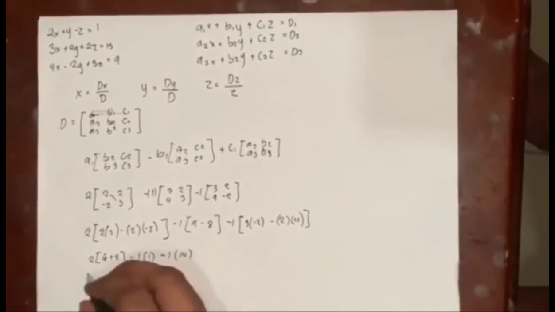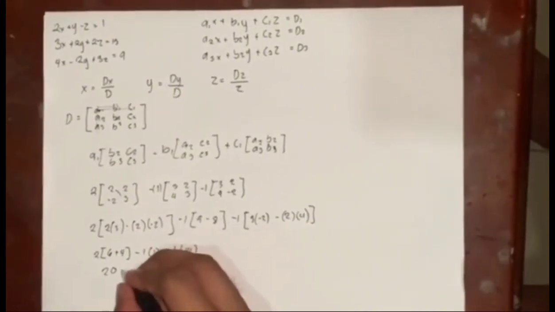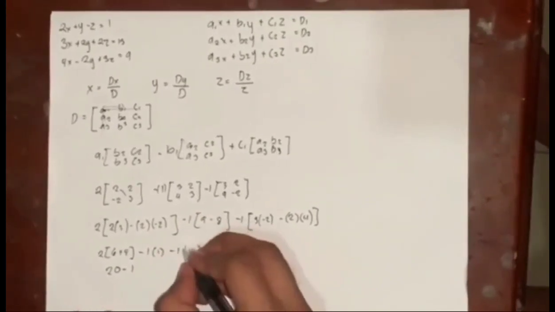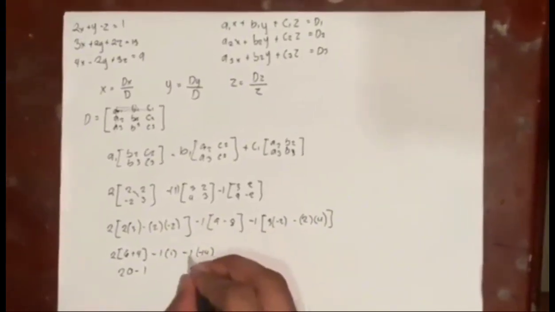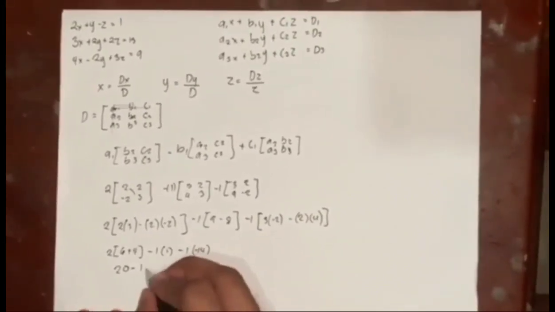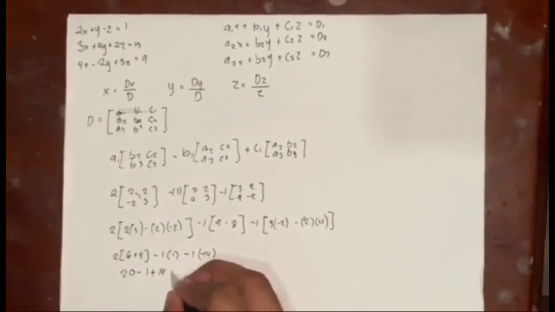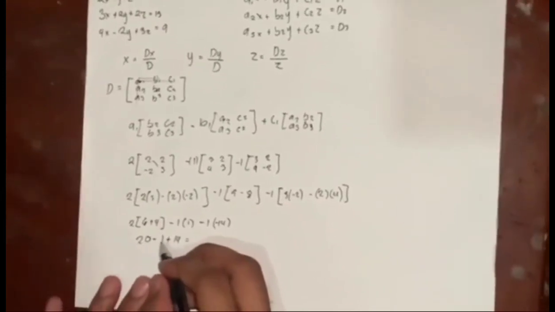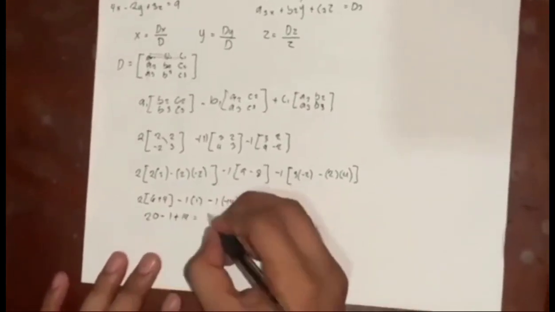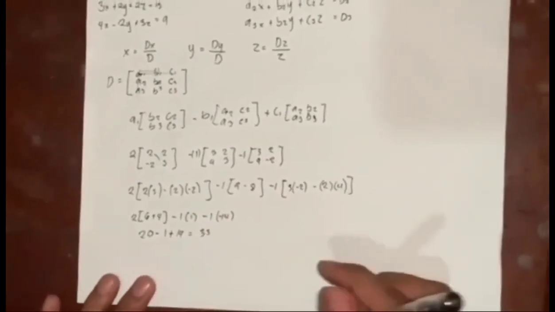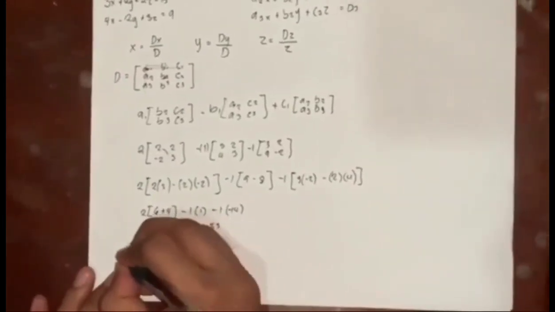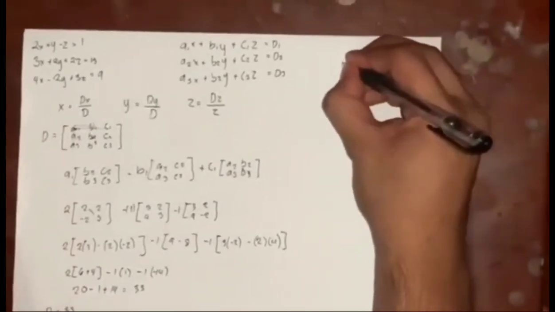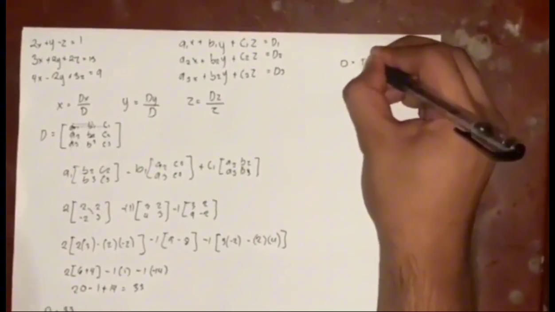6 plus 4 equals 10 times 2, 20 minus 1 plus 1 times negative 14 is equal to positive 14, equals 20 plus 1 equals 19 plus 14 equals 33. And we have the value of D. D is equal to 33.